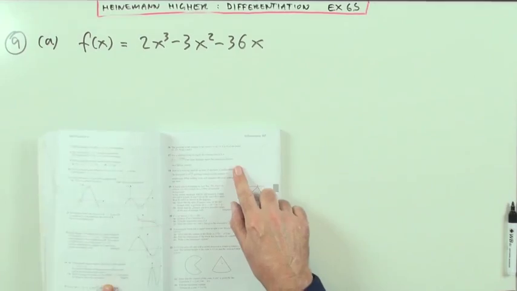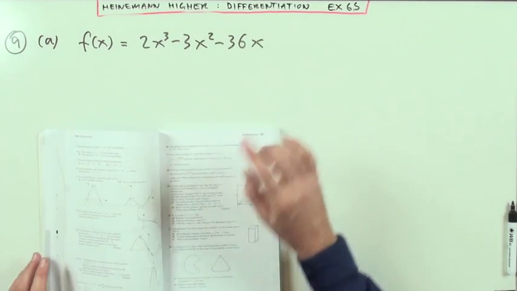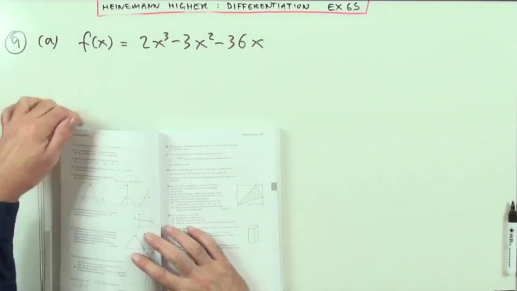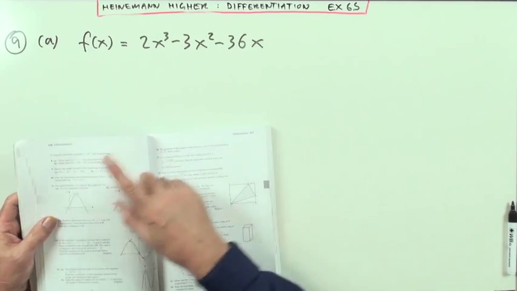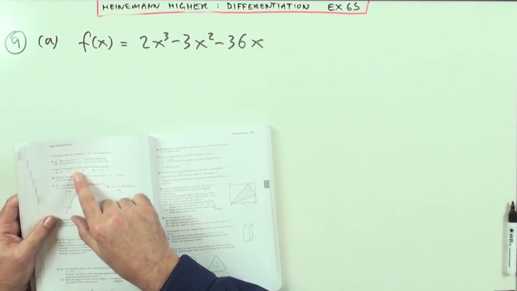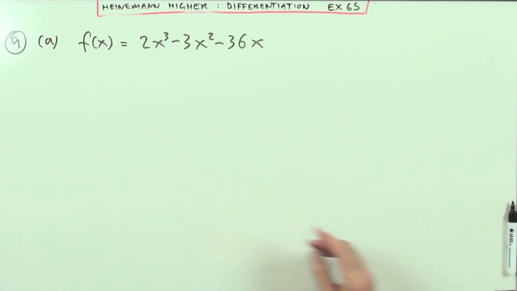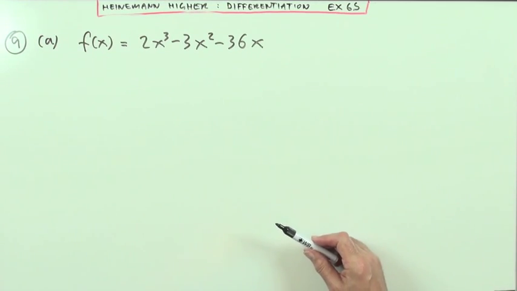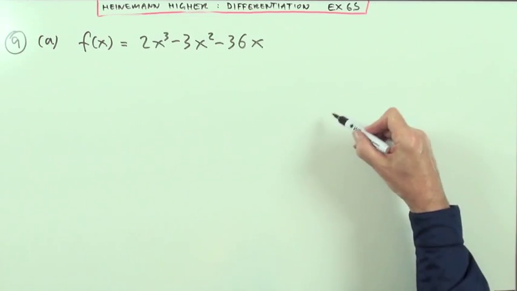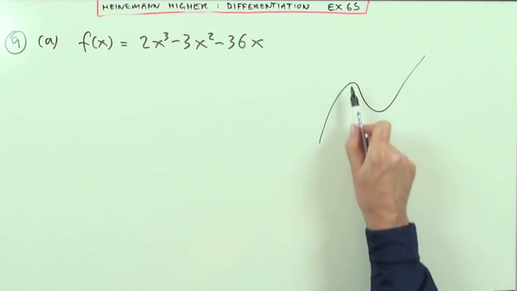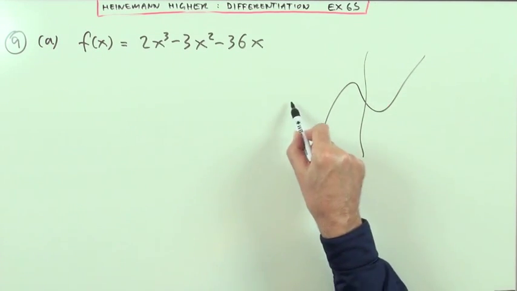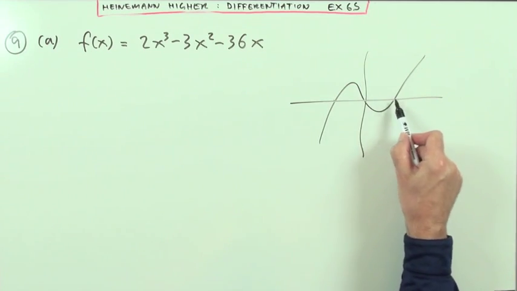Heinemann Higher, Chapter 6 on Differentiation, the mixed exercise 6S at the end. Question 9, this is getting more like it, a bit more meat in this one, because it says sketch the graph of these functions. So that means I'm going to have to find out all the significant points on them. So general cubic graph, so I can expect it to look something like this. It'll have turning points, and then wherever the axes are, I'll need to find out where it cuts the axis.